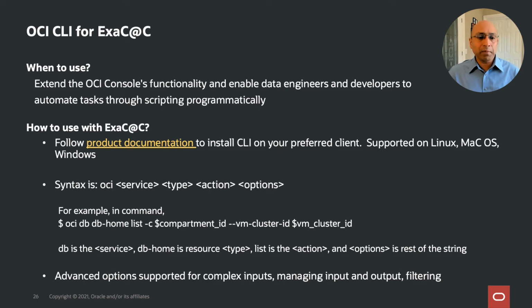So for example, in this command, the command says OCI db home list. What essentially it is saying is, list all the database homes in this specific compartment that you have. And compartment ID essentially is your compartment Oracle Cloud identifier. Every resource on OCI has an OCID associated with it, so you could identify it. So you will give the OCID of your compartment, and you will also give the OCID of your VM cluster in which the database homes are, and are the ones that you want to list.